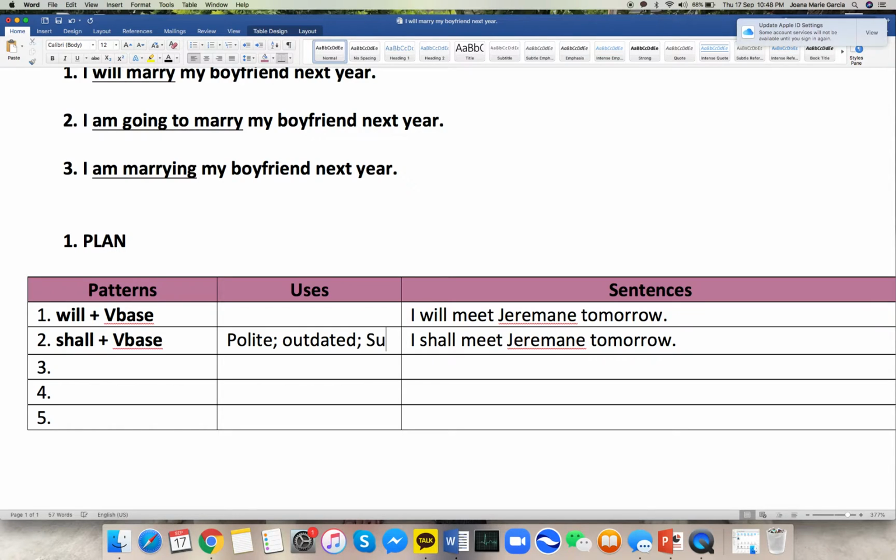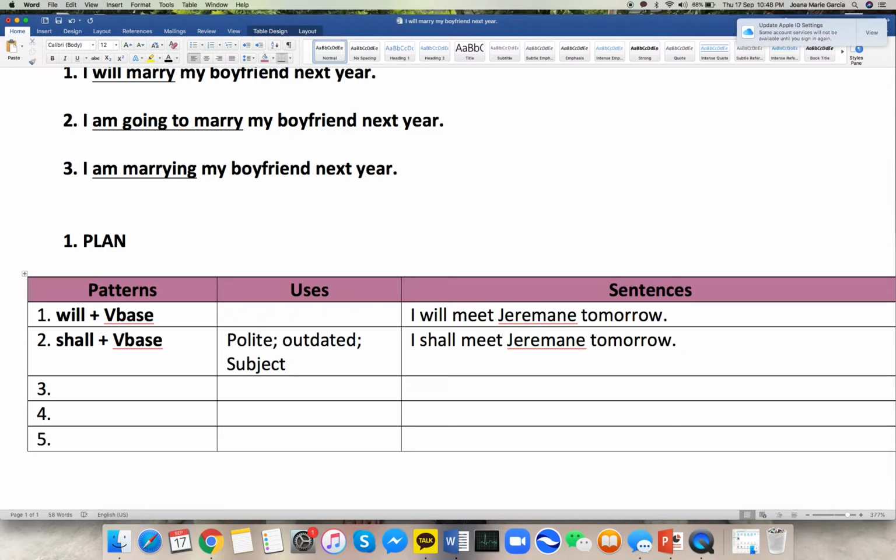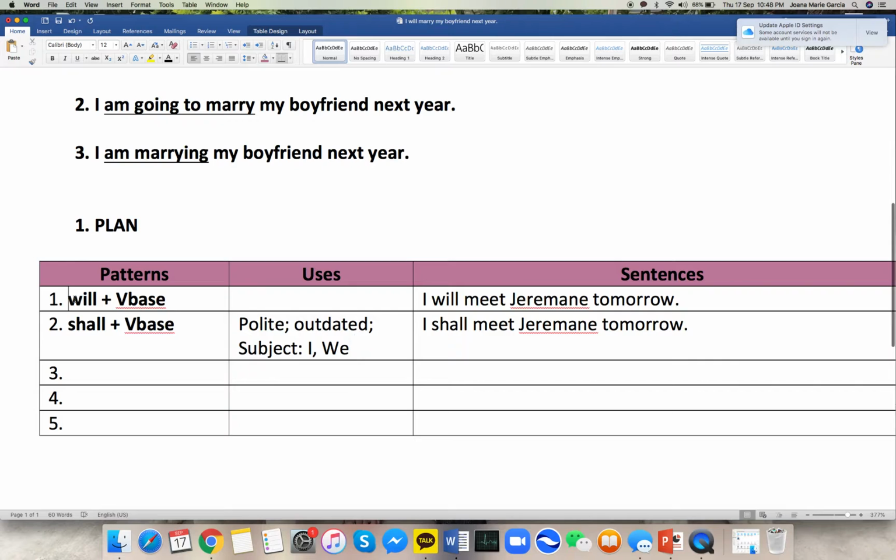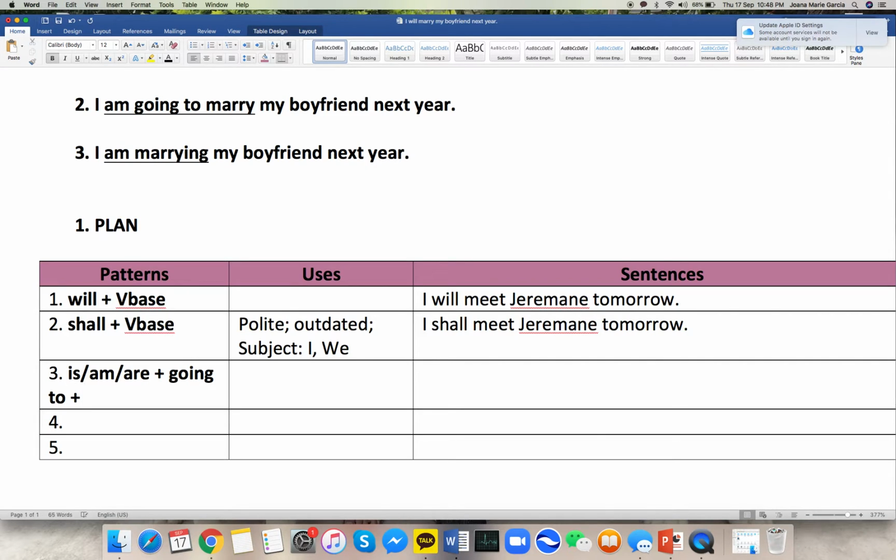Okay? And remember this, the only time that we can use shall is if we have the subject I and we. Don't forget that. You cannot say he shall, she shall, you shall. You cannot really say that. Only I and we. Now, let's talk about the meaning of the two sentences by comparing them to the third pattern, which is am/is/are plus going to plus the base form of the verb.